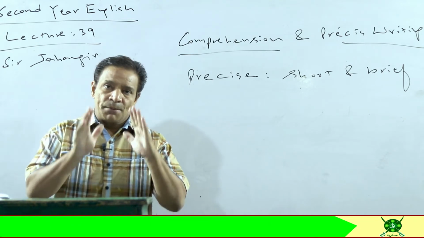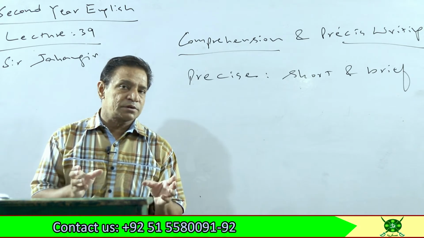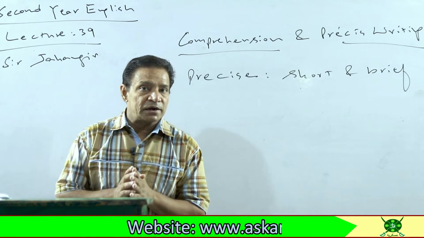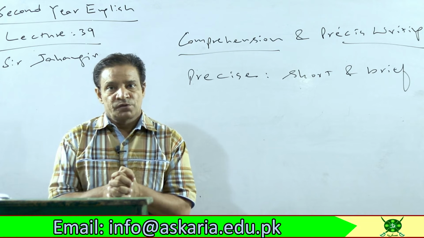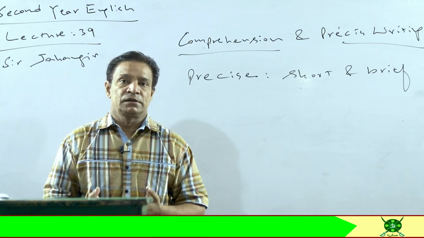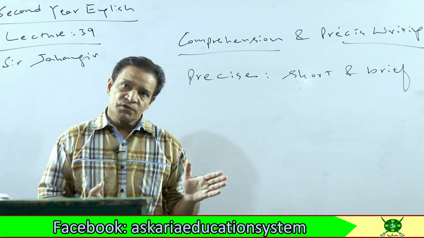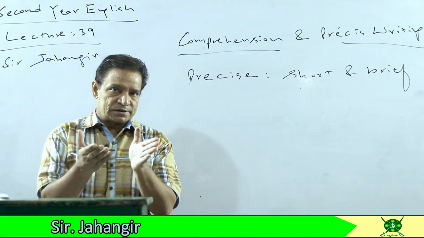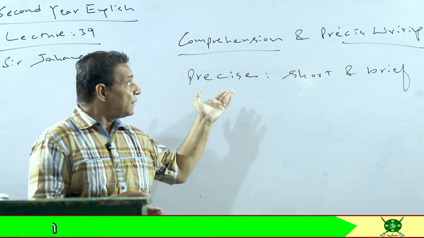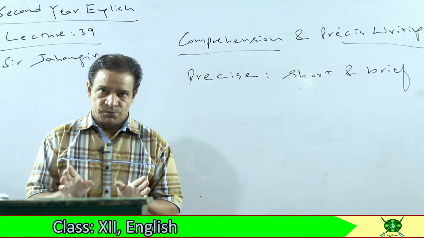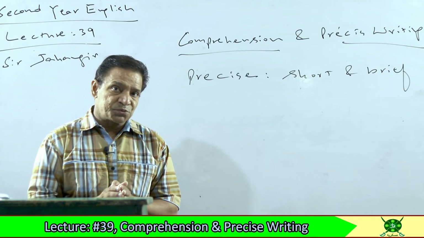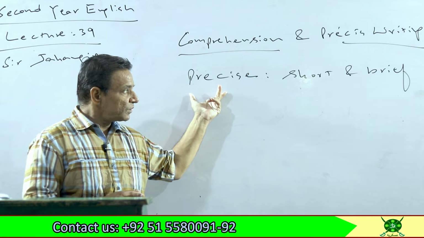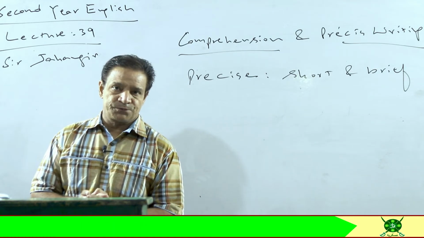It means that a paragraph will be there, and from that paragraph there will be some questions. You will have to answer these questions, and this portion is called comprehension. Comprehension means understanding. Whether you are understanding the paragraph properly, this is shown by comprehension. And what is precis? Precis means to shorten the paragraph. Precis is basically a French word, and in English it is called precise. Precise means short and brief.